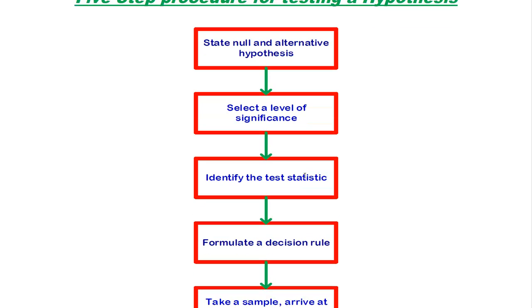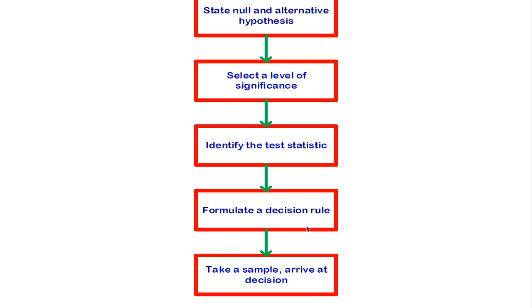The third step is to identify the test statistic. As you know, the test statistic may be a z test, t test, chi-square or F. So we select the test statistic according to the situation, or from which distribution the data is taken. Next is to formulate a decision rule on the basis of the test statistic.